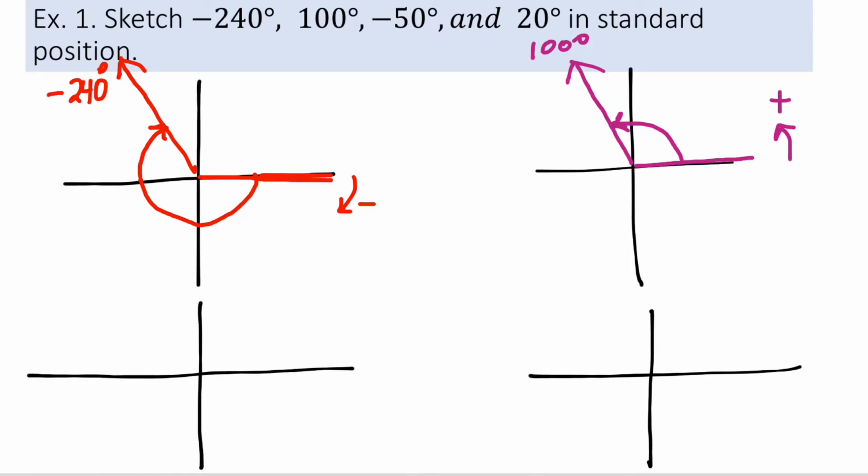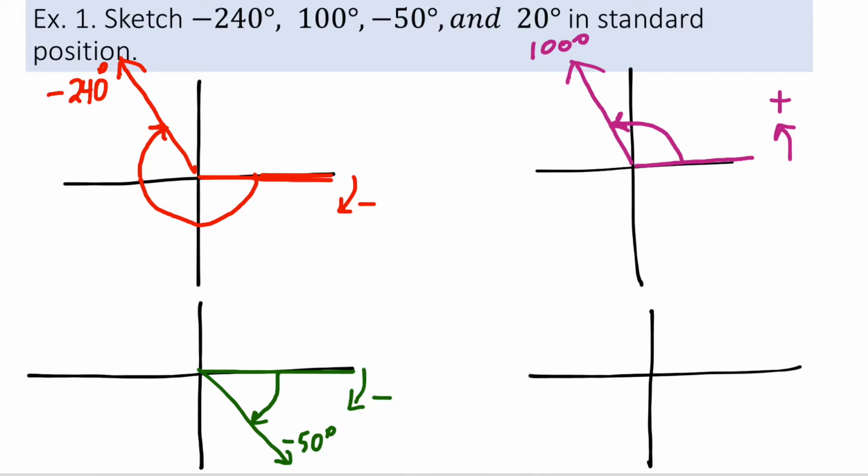All right, now we've got negative 50 degrees. So if I'm going in the negative direction again, I'm going this way. I'm not going to go a full 90 degrees. So here's my initial side. I'm going to go past 45 degrees a little bit to about there. And that would be negative 50 degrees.